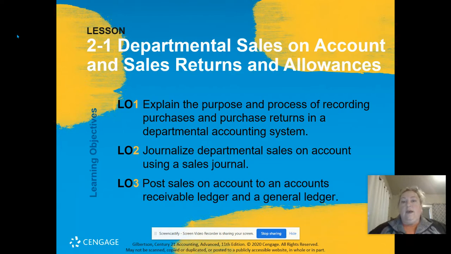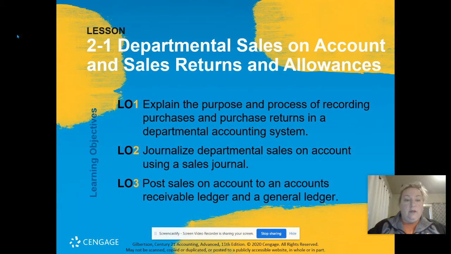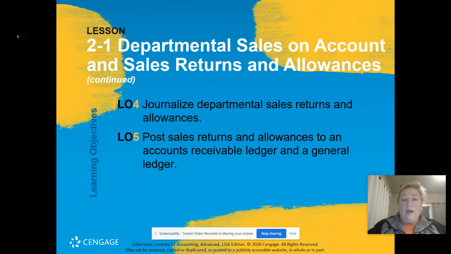We're just in that sales column, adding those departments. So it's very similar to what you've already done. Like I said, the only difference is we're just breaking it by what we are selling. So here are our learning objectives: explaining the purpose and process of recording those transactions, journalizing the department sales, posting, and then those sales returns and allowances.